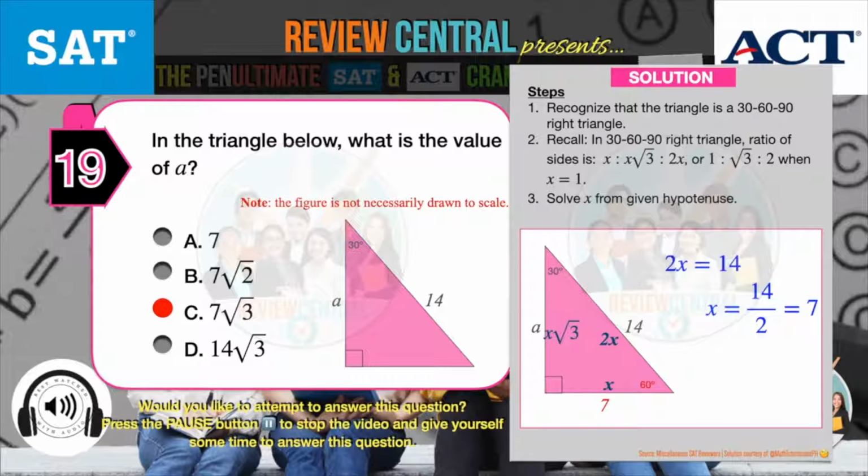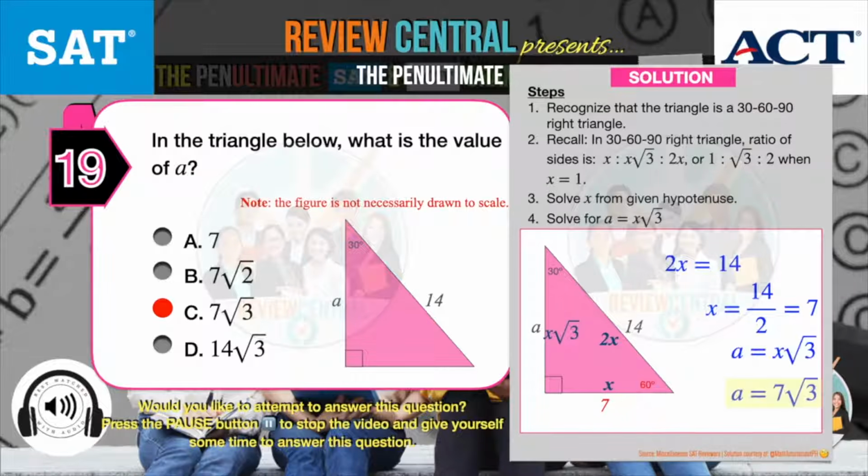In our given figure, the hypotenuse is given as 14. Hence, 2x equals 14, and x equals 7. Therefore, the length of the shorter leg, which is x, is 7. On the other hand, the length of the longer leg, or a, is 7 square root of 3, which is what we are looking for.